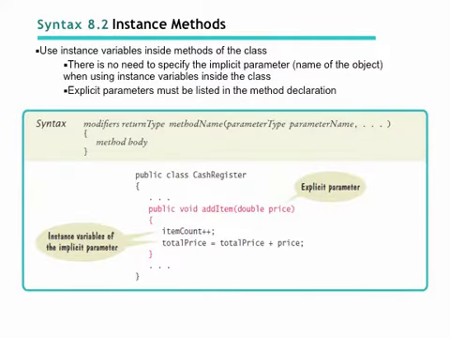So let's take a look at the syntax of instance methods. Instance methods start with the access modifier, then the return type, and then the method name, just the same way that static methods do that we've written before. Notice they are declared inside the class of which they are part. So the public CashRegister class contains public void addItem(double price). The instance methods can reference the instance fields directly.